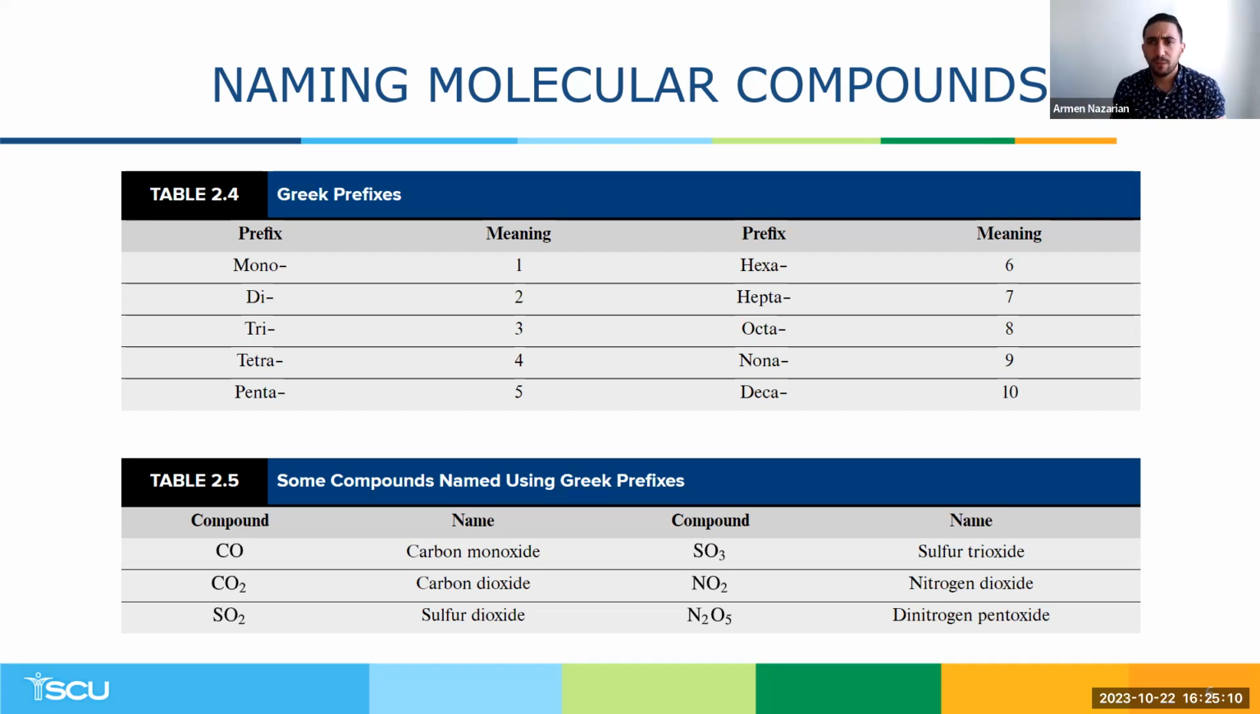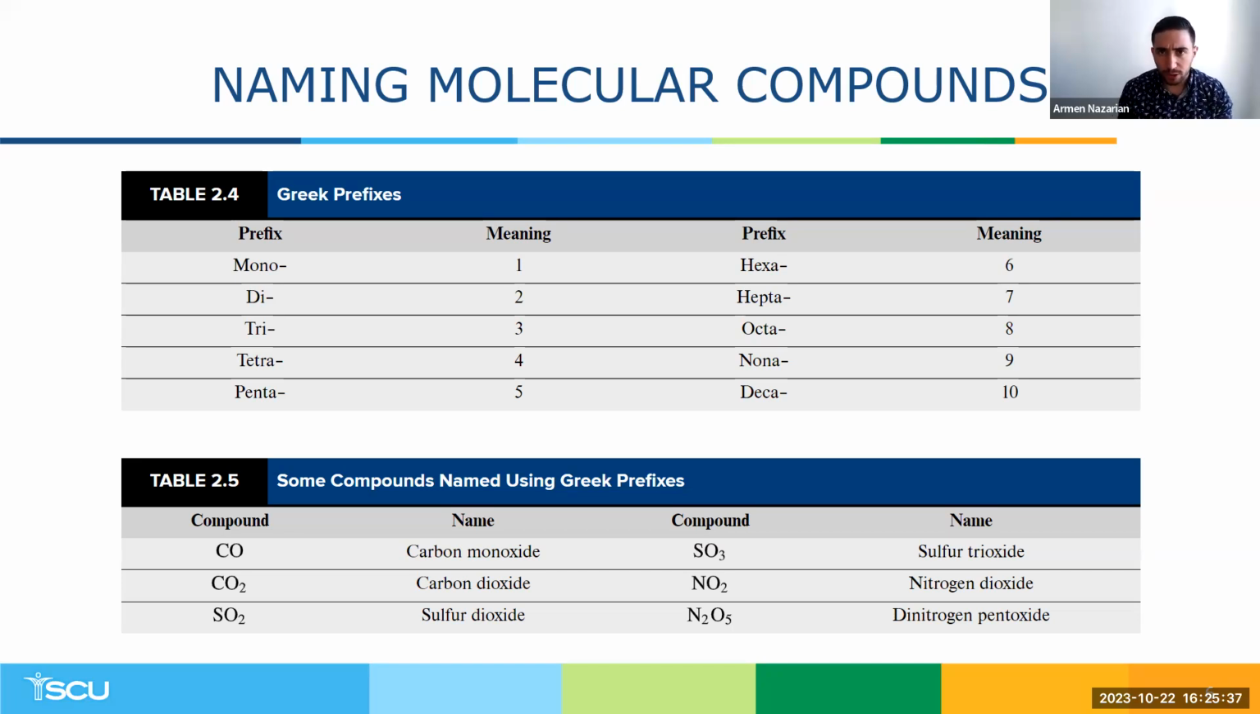But in molecular compounds, you have to specify how many of every element you see, and what's the identity of the element. For example, carbon monoxide. You see one carbon, you see one oxide. Carbon monoxide. Carbon dioxide. You see one carbon and two oxygens. Carbon dioxide. Same thing with nitrogen dioxide. One nitrogen, two oxide. But two nitrogens and five oxygens would be dinitrogen pentaoxide.